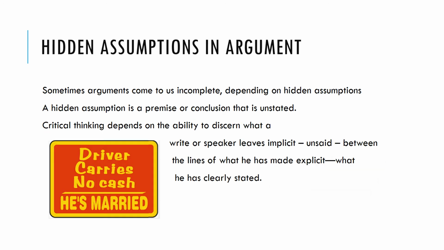Sometimes arguments come to us incomplete and depending on hidden assumptions. A hidden assumption is a premise or conclusion that is unstated. Critical thinking depends on the ability to discern what a writer or speaker leaves implicit, unsaid, between the lines of what he has made explicit, what he has clearly stated. Take this bumper sticker, for example. Driver carries no cash. He's married. What's the hidden assumption that we take away from that? Well, one of them could be that he carries no cash because his wife takes all of his money.